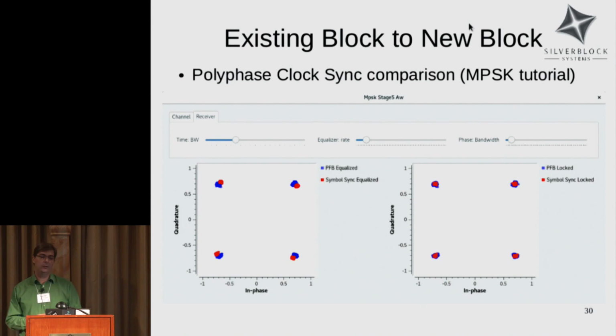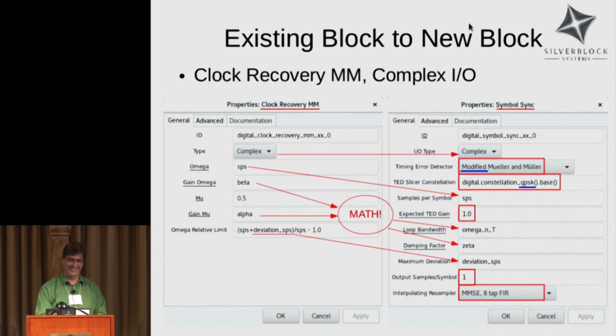Just as a test, I modified the MPSK tutorial, which uses the polyphase clock sync, and I added in the symbol sync block using the same sort of parameters. And I was quite happy to see that the polyphase clock sync block's constellation is in blue, the symbol sync block's constellation is in red, and I got slightly tighter clusters of points, so I was real happy with that. Might be just coincidence, though.